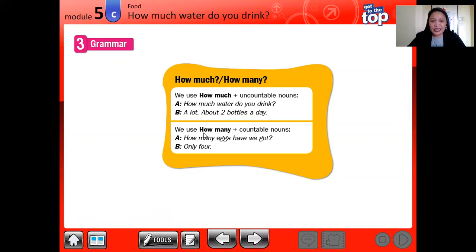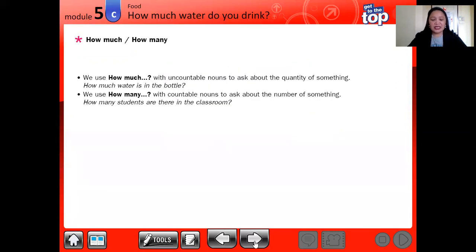Again, we use how many plus countable nouns. Example, how many eggs have we got? So we answer them, only 4. One more time, we use how much plus uncountable nouns. We use how many plus countable nouns. So this is the explanation.